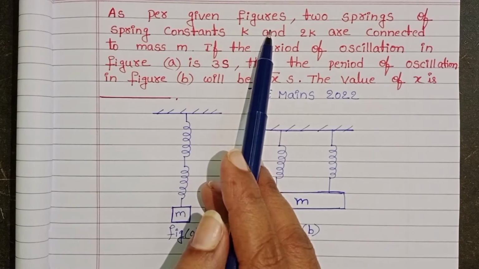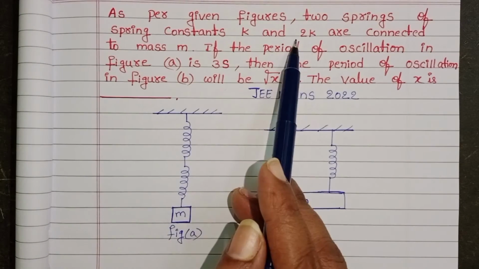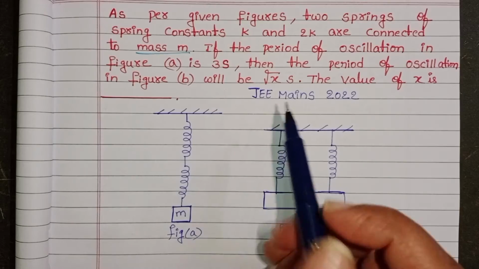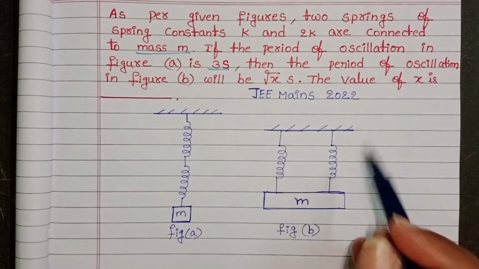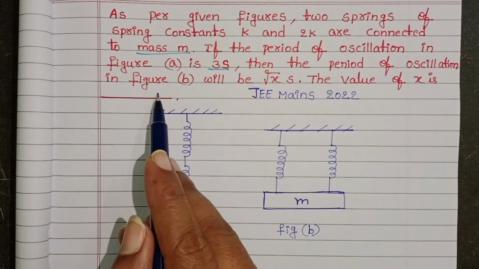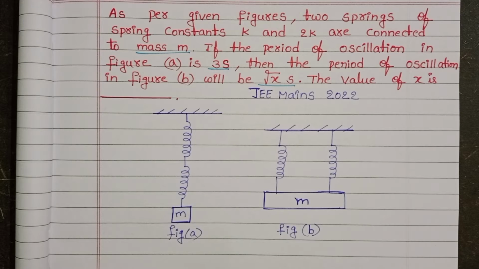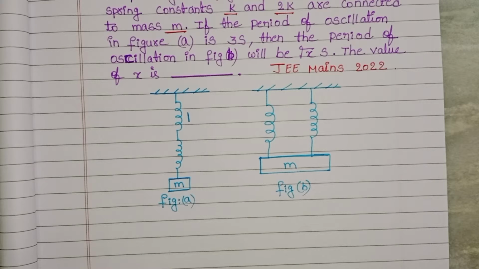As per given figures, two springs of spring constants K and 2K are connected to mass M. If the period of oscillation in figure A is 3 seconds, then the period of oscillation in figure B will be square root of x seconds. The value of x is? These are the given diagrams.